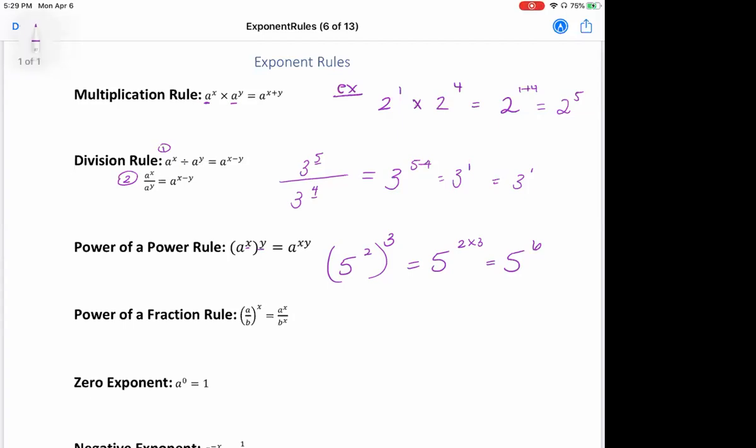Now, please note, be very careful with the multiplication rule and the power of a power rule. Be careful. I often see students confuse those two. You need to have parentheses. The parentheses is very important for us to use that power of a power rule.